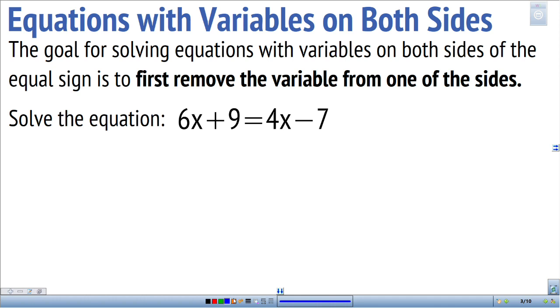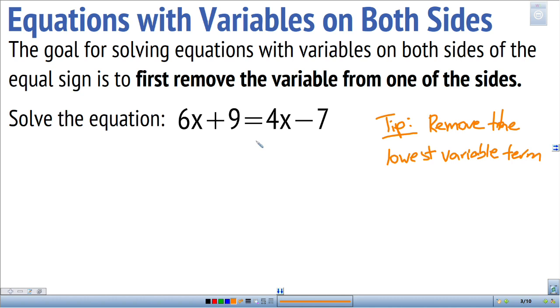The tip that I'm going to give you is look for the one that is smaller, or lower in value. So 6x is greater than 4x, so you want to get rid of this 4x. So it's easiest to remove the lowest variable term. Now the reason why is to avoid a negative term. So what I mean is, I'll just show you. So I'm going to take away 4x on this side because it's the smaller one.